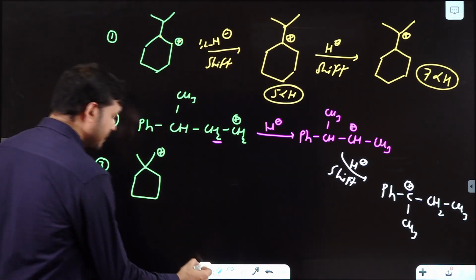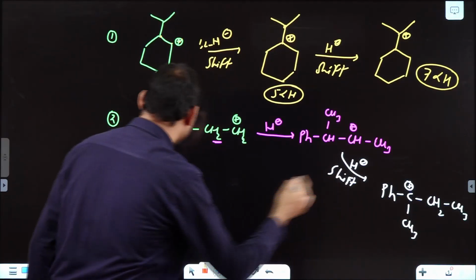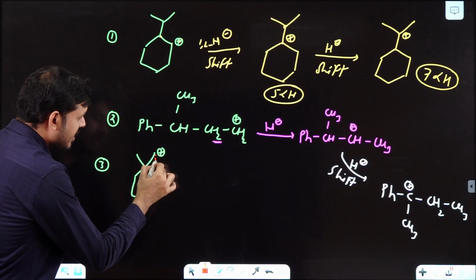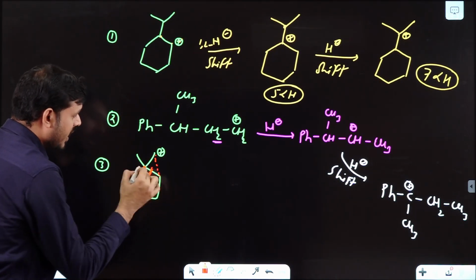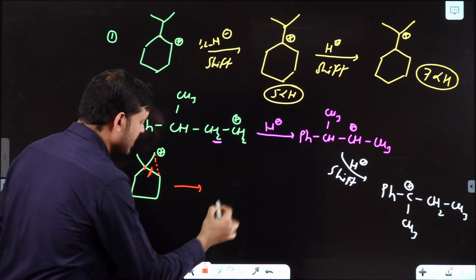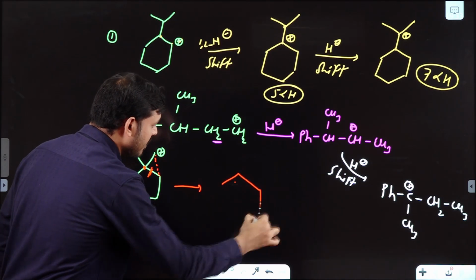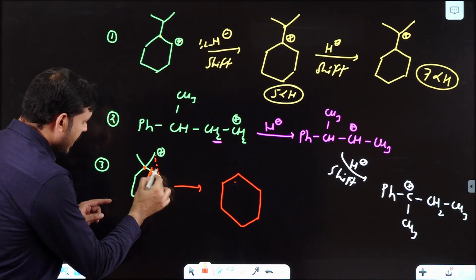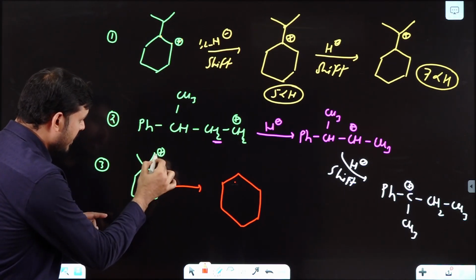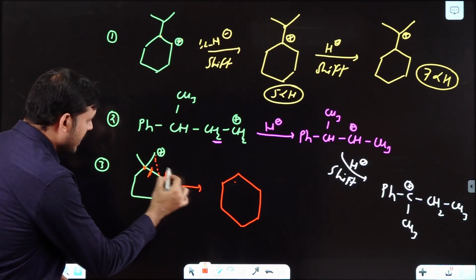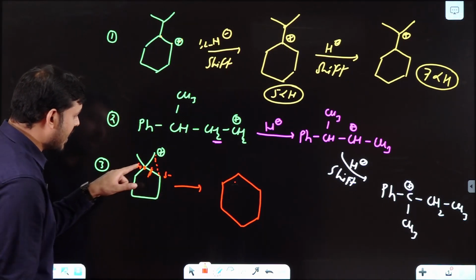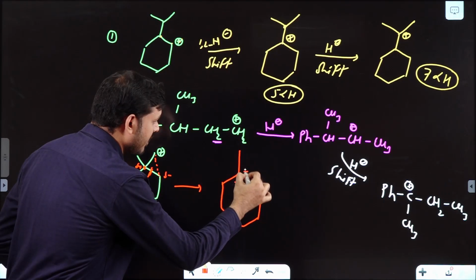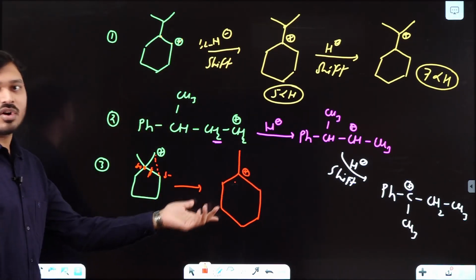Now check this one. In this one you can observe in the 5-membered ring there is a plus charge. So just break this part. Okay, so this will become what? A 6-membered ring. So first directly make the 6-membered ring. Now, if this is the ring, then delta minus and delta plus, so the carbon having methyl will get the positive charge. So this is the methyl-bearing carbon having positive charge. So this is the only possibility.